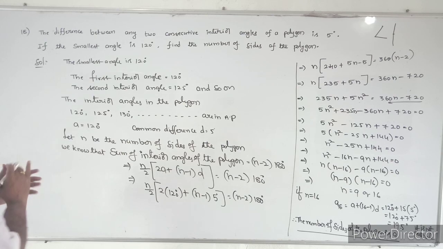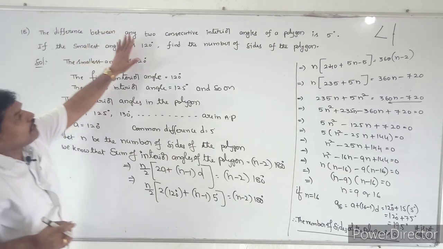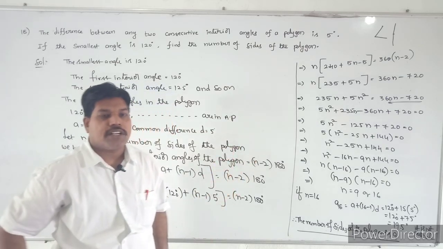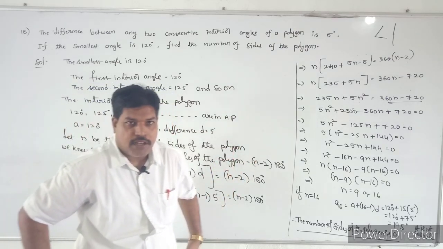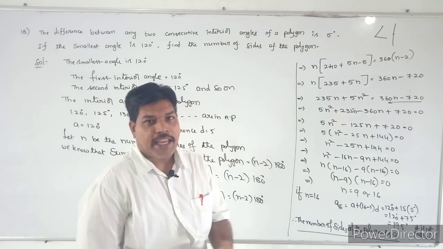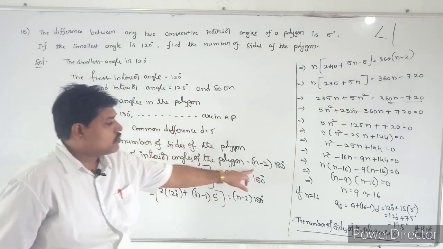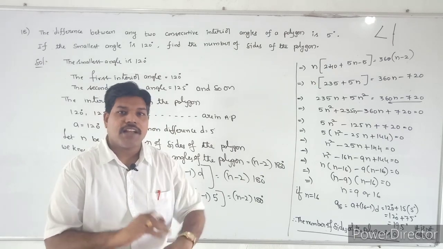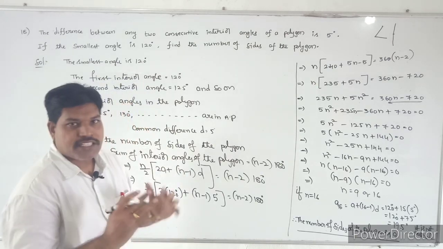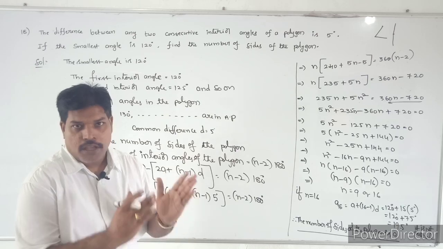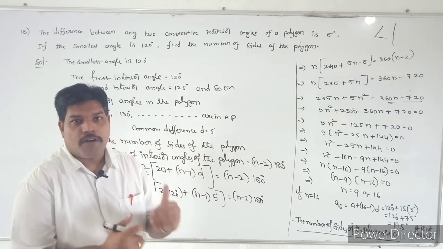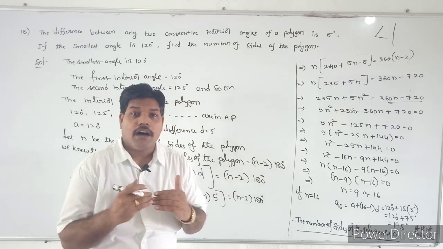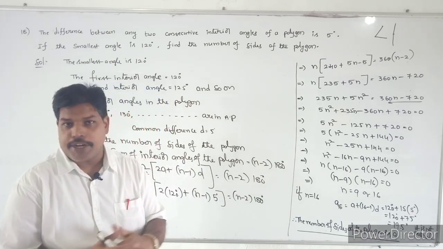See students, what they are asking you. The difference between any two consecutive interior angles of a polygon is 5 degrees. First we have to understand what a polygon is. A polygon is a closed figure, and the sum of all interior angles is (n minus 2) into 180 degrees, and every interior angle must be less than 180 only. So these are three conditions you have to identify: a polygon is a closed figure, the sum of all interior angles is (n minus 2) into 180, and all the interior angles must be less than 180 only.